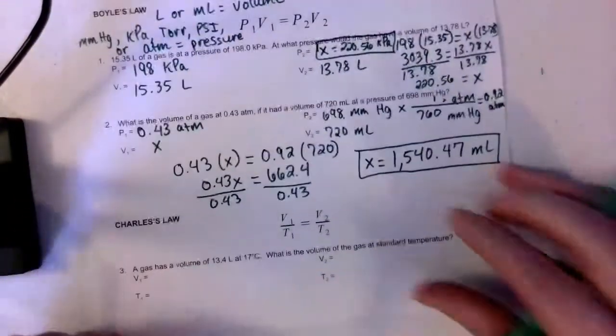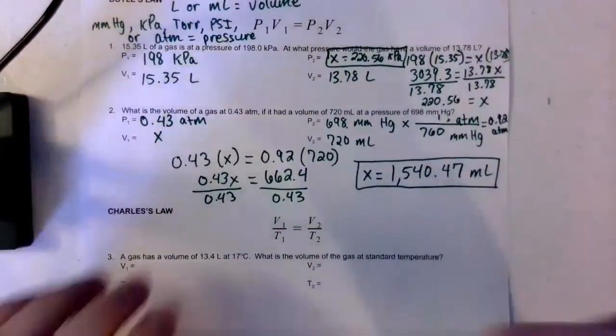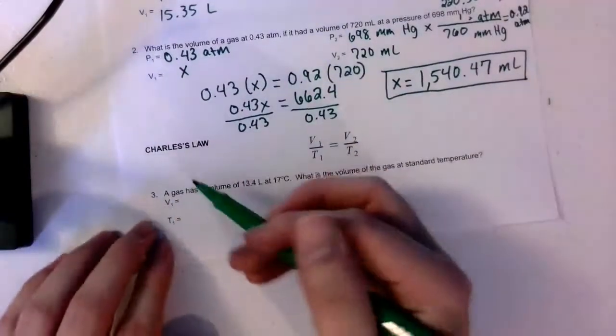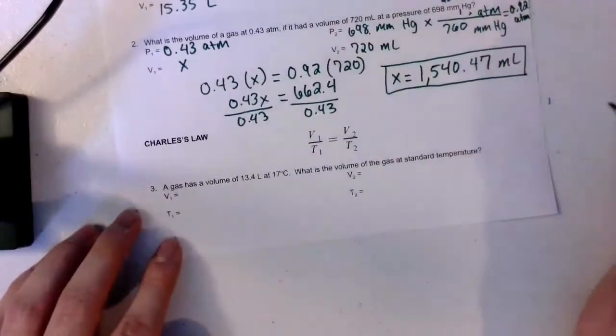Alright, so remember, if I'm going too fast or I'm going too slow or whatever, pause the video, take some time to fill in the blanks, and then you can hit the resume button, that kind of thing. Alright, so number 3 is dealing with Charles's law.